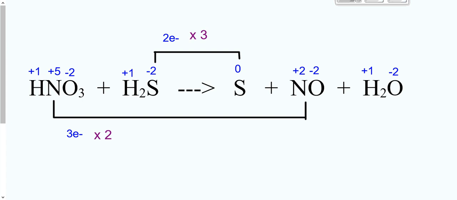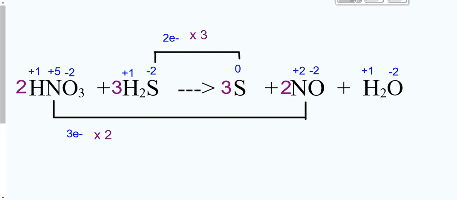I'm using these, the 3 and the 2, as the starting point of my balancing. So because I want to have 3 of these sulfurs, I need to put a 3 in front of this species and this species. I know it changes everything else. We're not worried about that yet. In order to get 2 of the nitrogens, I need to put a 2 in front of this whole species and this whole species.